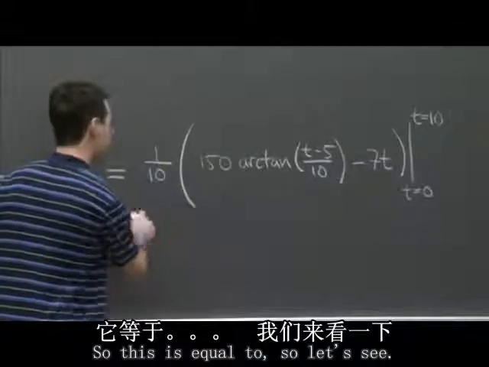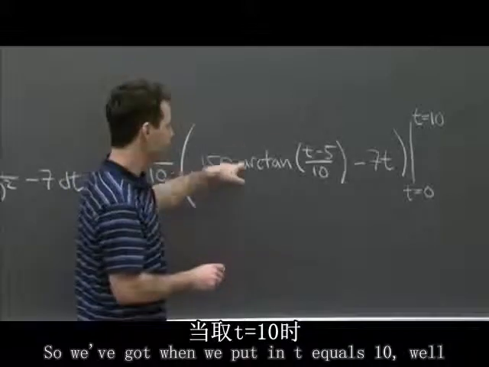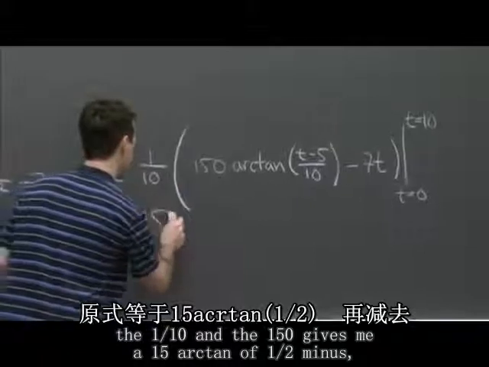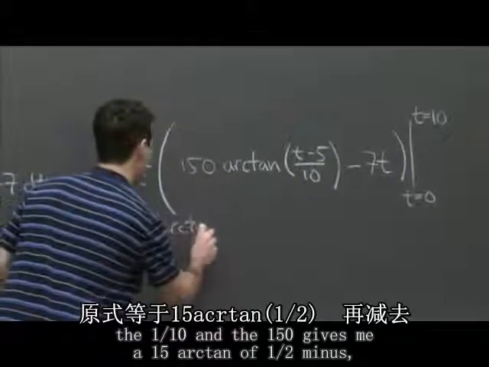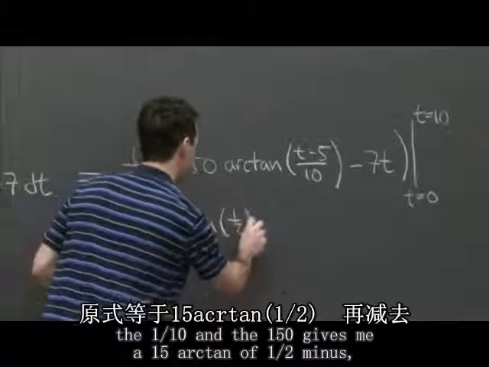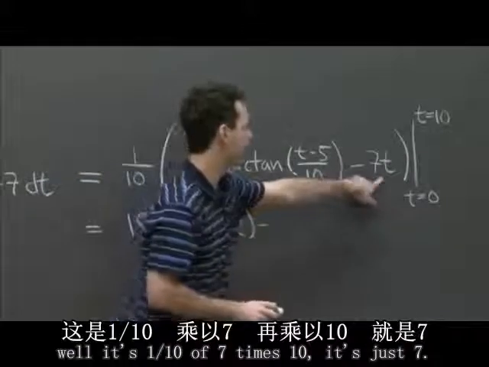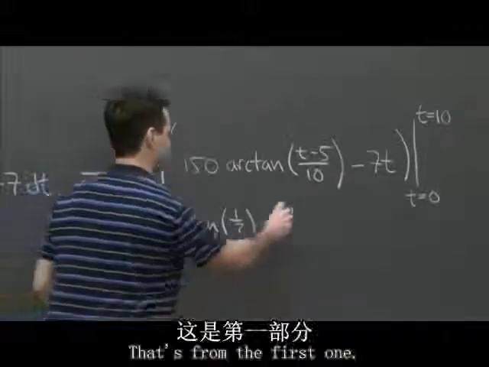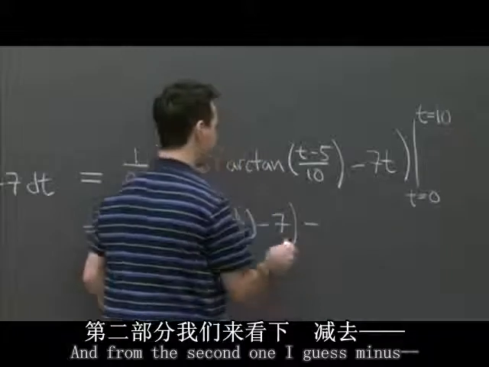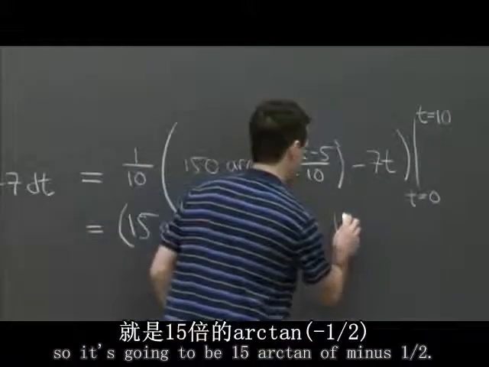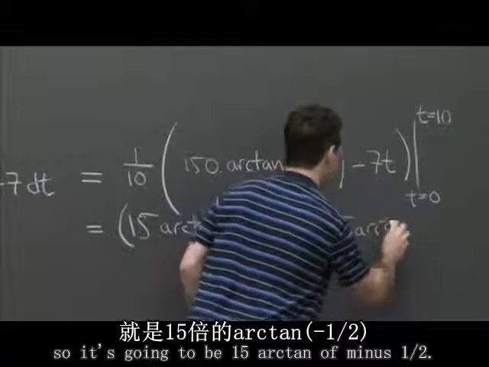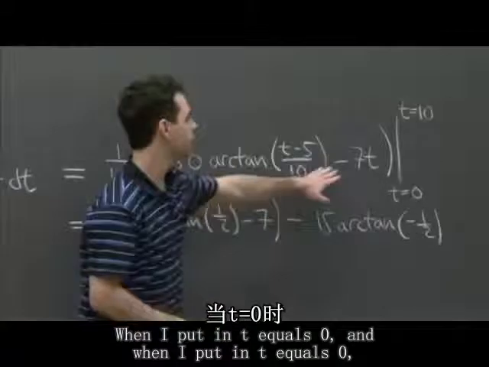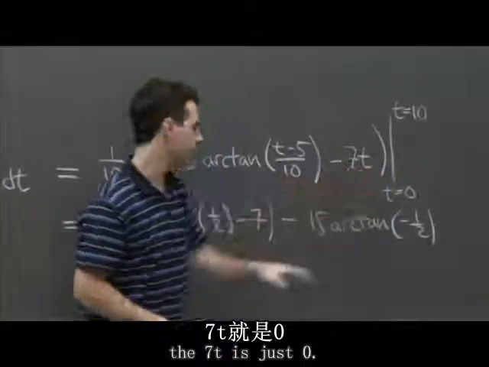So this is equal to, let's see. When we put in t equals 10, the 1/10 and the 150 give me a 15 arctan of 1/2 minus, well, 1/10 of 7 times 10 is just 7. That's from the first one. And from the second one, I get minus 15 arctan of minus 1/2 when I put in t equals 0. And when I put in t equals 0, the 7t is just 0.